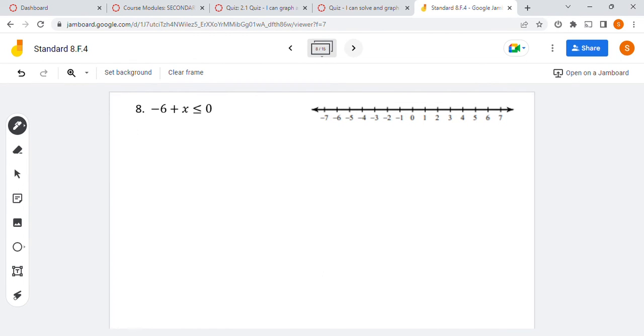On this one, we've got to add the 6 to get rid of that. -6 plus 6 is 0. Add 6 to this side. We end up with x is less than or equal to +6. We're going to put a closed circle because we're allowing it to be equal to 6. So closed circle here at 6. Our solutions are smaller, so we're going to shade over to the left. And that's our graph.